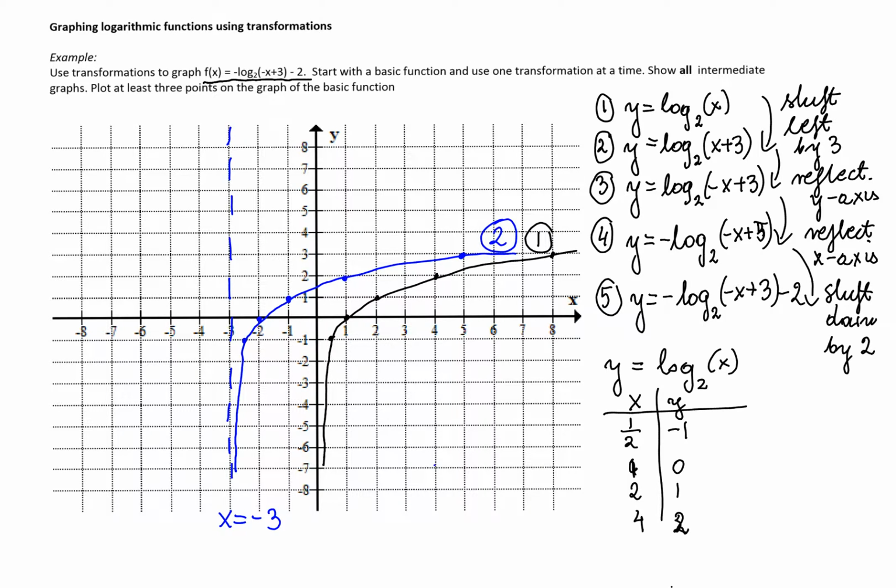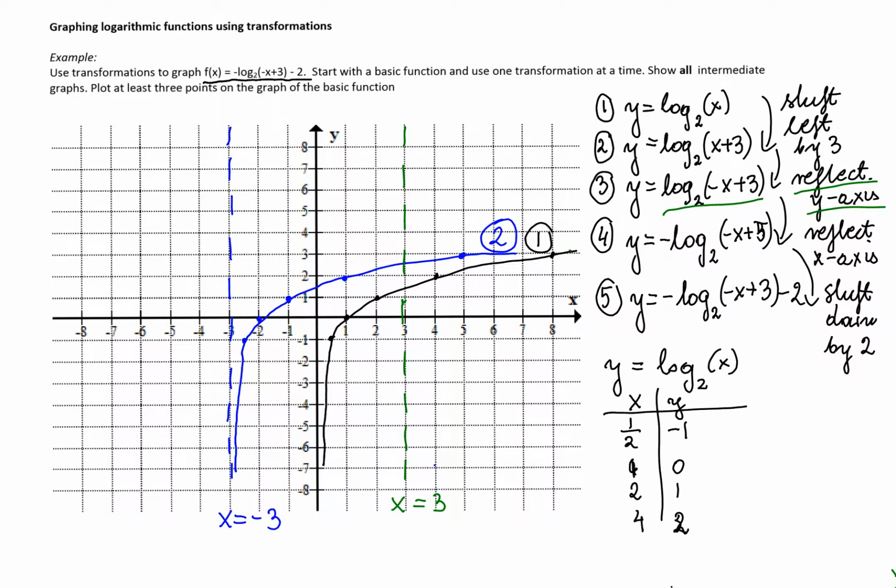The next graph we'll have to do is the graph of the function logarithm to the base 2 of negative x plus 3, which means we take graph 2 and reflect about the y-axis. We also have to reflect the asymptote, so we'll start with that. First, the asymptote now is going to have the equation x equals 3, reflected about the y-axis.